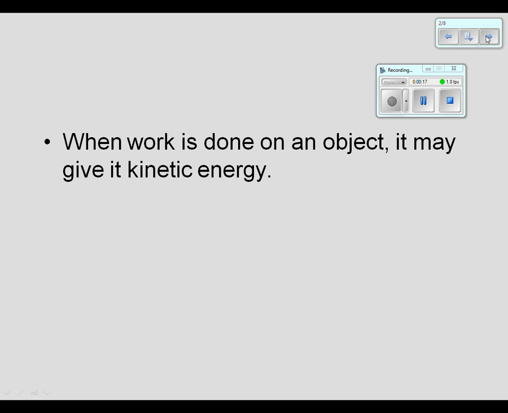Let's talk about work and kinetic energy today. Yesterday we talked about power. Today we're going to talk about kinetic energy. I'm going to derive another formula for you. It's relatively simple. You are probably already familiar with the idea that when work is done on an object, it may give it kinetic energy. If you push an object, it could speed up or slow down. It could give it kinetic energy. It could take away kinetic energy, I suppose.